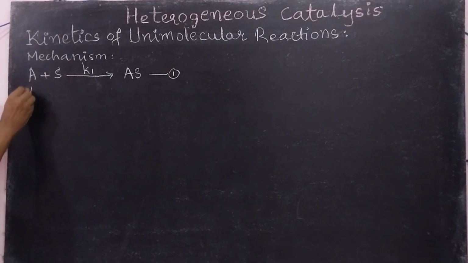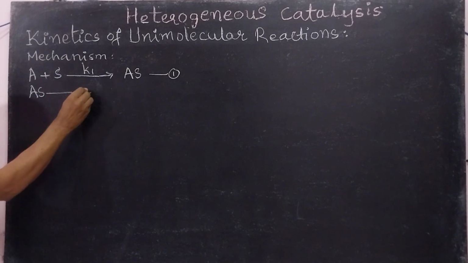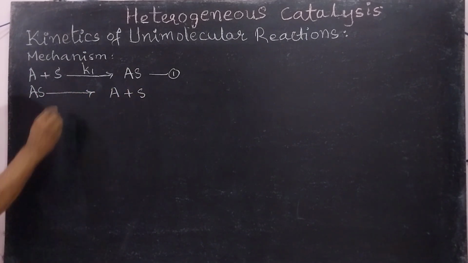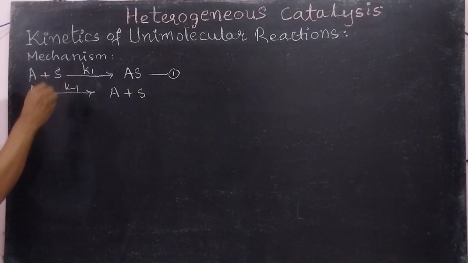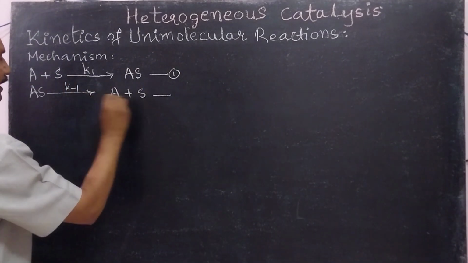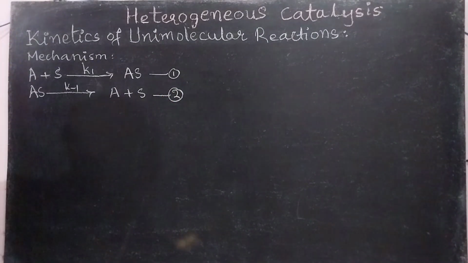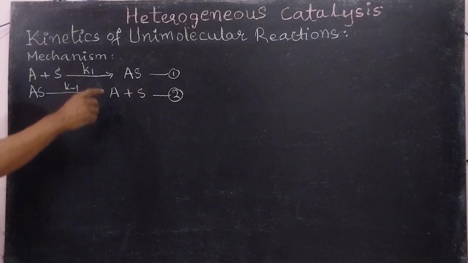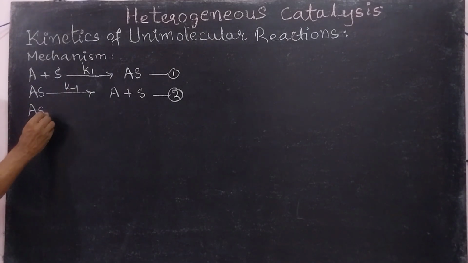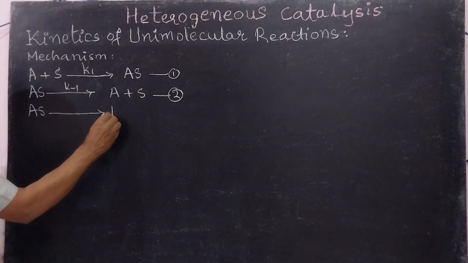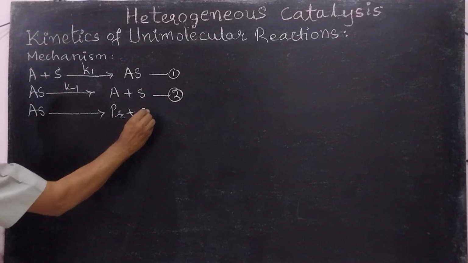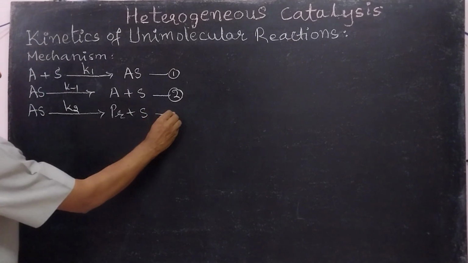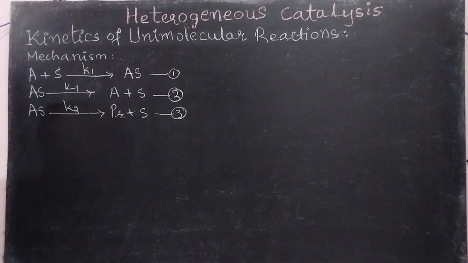Then the intermediate complex AS dissociates to give the reactant, and the surface area is freed, and this takes place with rate constant minus K1, that is K minus 1. That is equation 2. This equation 2 is just the reverse of equation 1. The intermediate complex AS decomposes to give the product, and the surface is liberated, and it takes place with rate constant K2. We number this equation as 3.